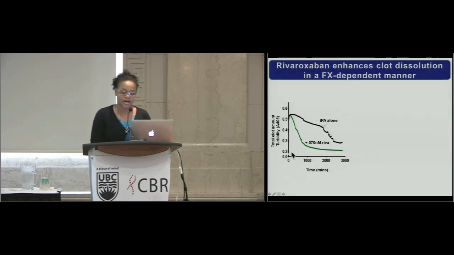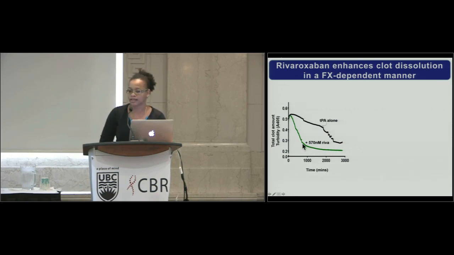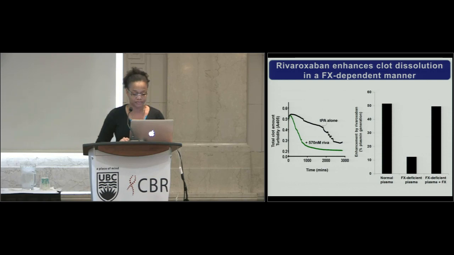So what we're seeing here is a turbidity assay in which I'm looking at the extent of a clot being formed, with an increase in optical density, and then the clot being dissolved, with a decrease in optical density. Compared to TPA, which was my control, we see that rivaroxaban rapidly sped up how quickly the clot was dissolved. To do this experiment, I had to use an excess amount of thrombin in order to bypass the anticoagulant effect of rivaroxaban and thus activate TEN in situ.